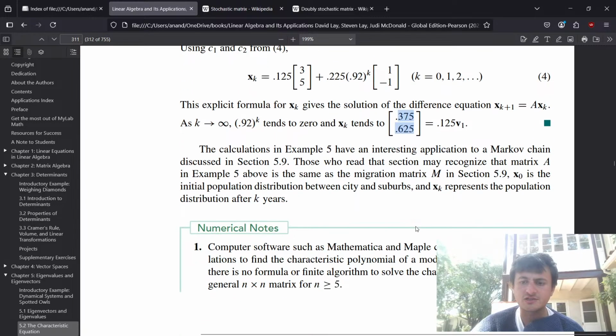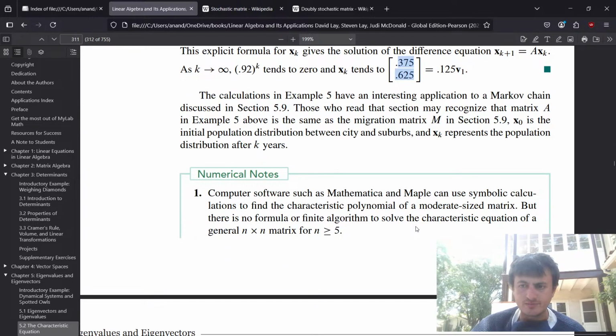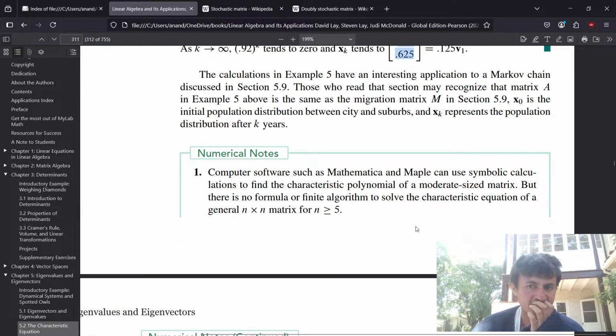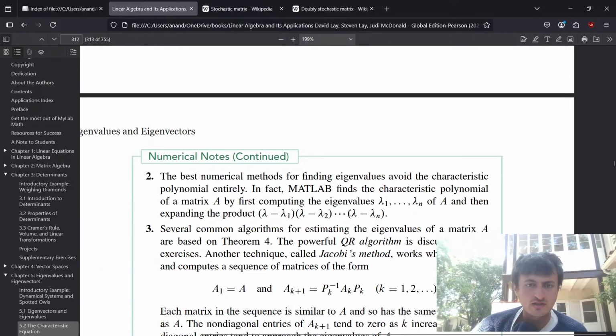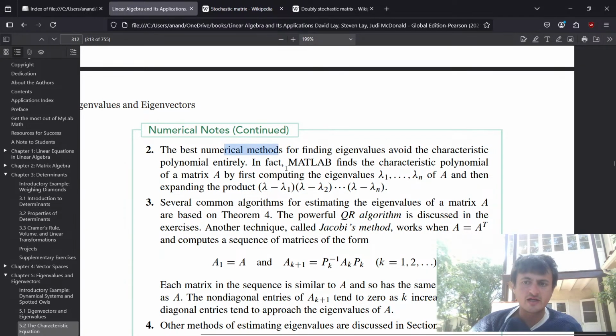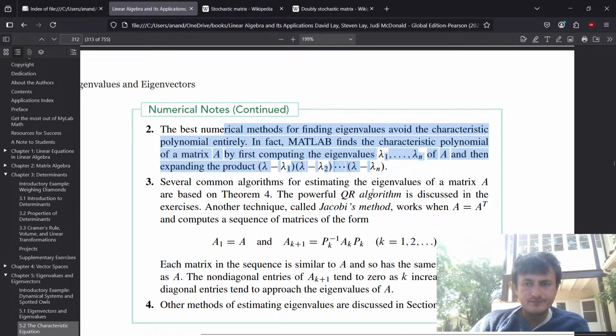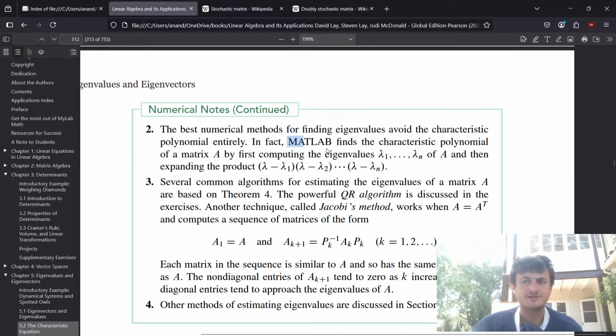That's pretty cool, actually. Mathematica and Maple can be used for symbolic calculations to find the characteristic polynomial, but there's no formula or finite algorithm to solve it. Okay, so they're just saying the quintic. The best numerical methods for finding eigenvalues avoid the polynomial entirely. MATLAB finds the characteristic polynomial of a matrix by first computing the eigenvalues and then expanding the product.